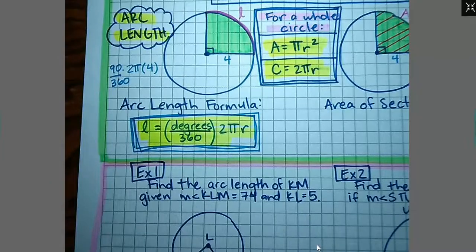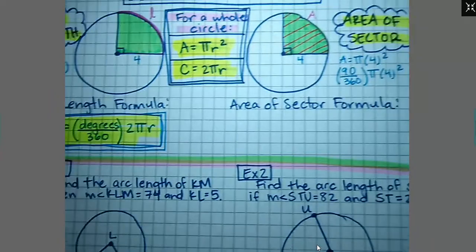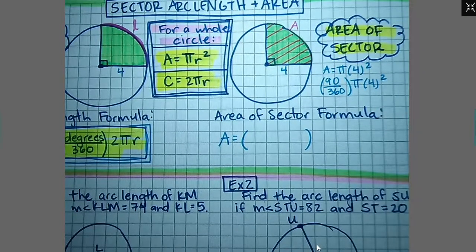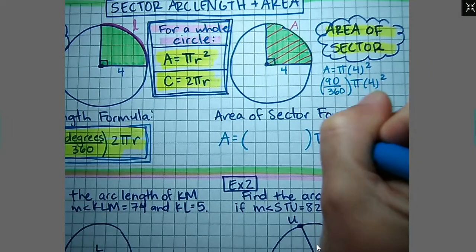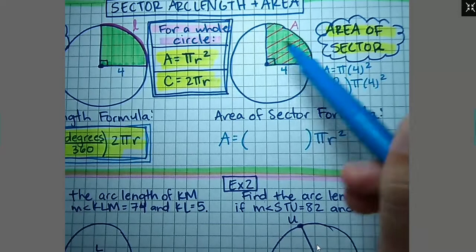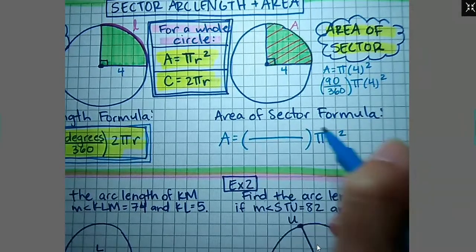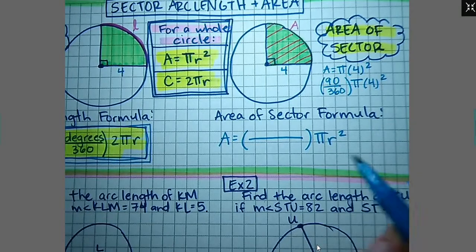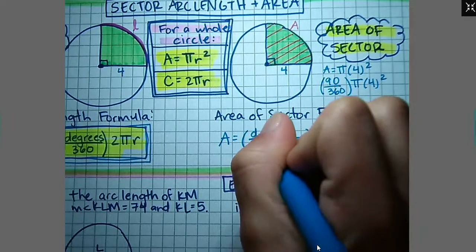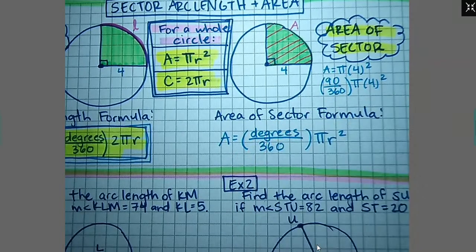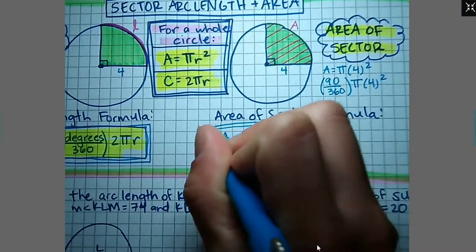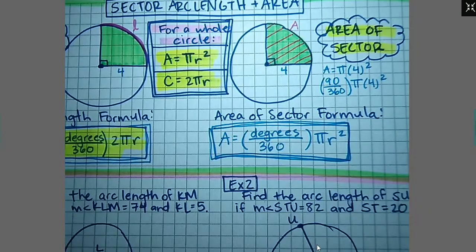All right, the next formula that we're going to look at is the area of the sector, and it's going to be the exact same process. The area formula we know is pi r squared, and all we're going to do is take whatever that number is and multiply it by what portion of the circle you are looking at. So are you looking at 90 degrees out of 360? Are you looking at 10 degrees out of 360? That's what you would write here. So degrees divided by 360. This is going to be your area of a sector. What a sector means is just the portion of the circle.